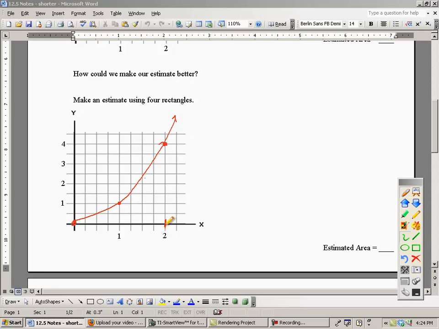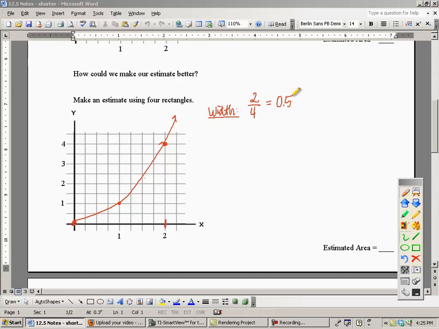And if I want 4 rectangles, basically I'm going to look at the width. And I'm going to walk you through the process because we're going to get more and more and more rectangles. I'm going to take the length of this, which is 2, and I'm going to divide it by the number of rectangles I want, which is 4. So 2 divided by 4. Each rectangle then is going to be 1/2 or 0.5.